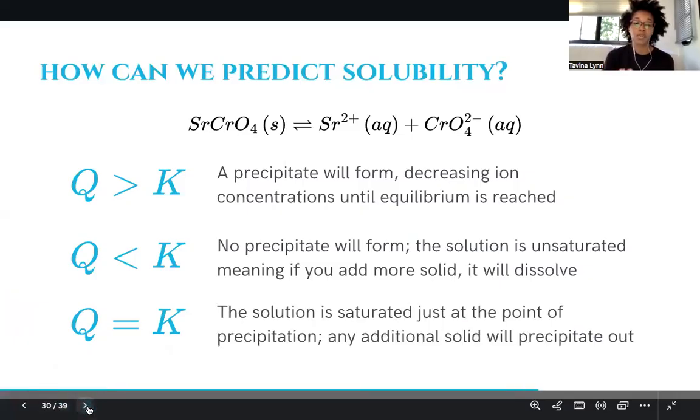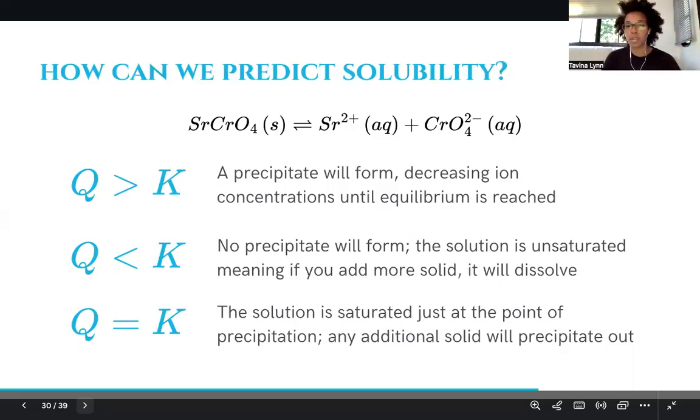Now when Q is equal to K, the solution is saturated. It's just at the point of precipitation. So if we add any additional solid, it will precipitate out. We basically have this equilibrium where the rate of dissolution going to products is equal to the rate of precipitation going towards our reactant.